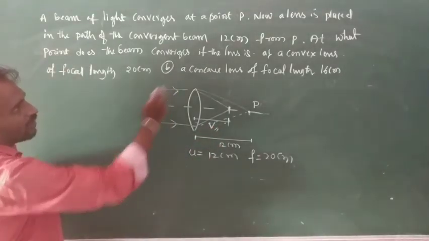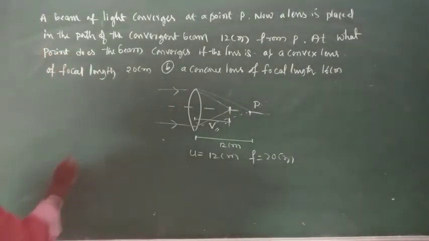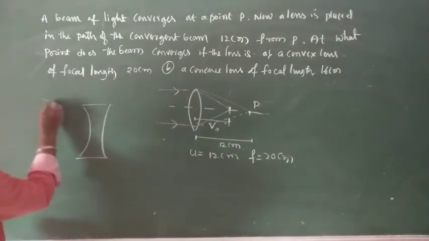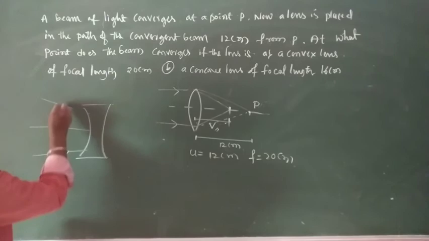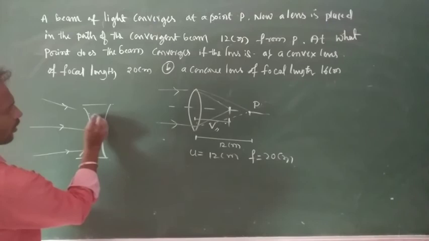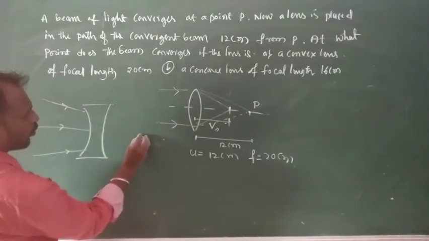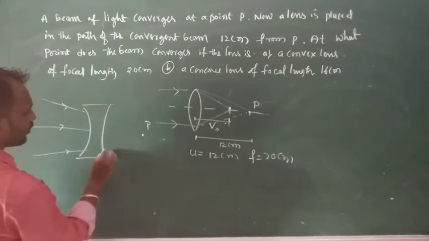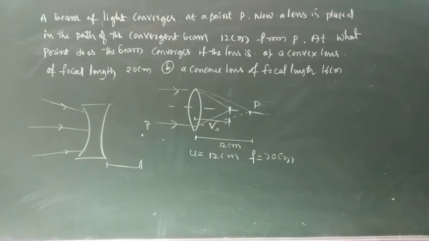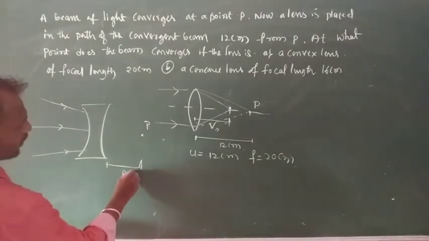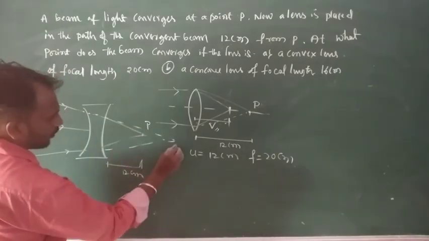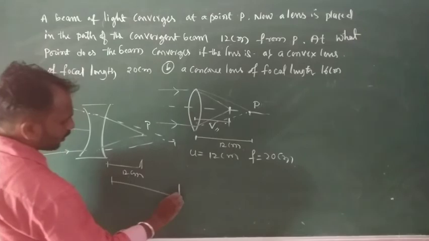Suppose here we consider a concave lens of 16 centimeter. So this one is a concave lens. Suppose these are the incident rays, then what happens? These light rays diverge. Here we consider a point P. The point P to lens distance is already given as 12 centimeter. Then what happens if we extend these light rays? Here we get the image V.